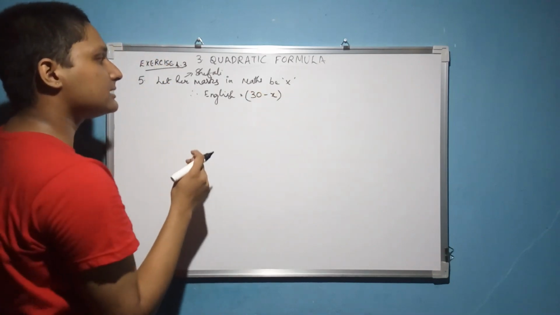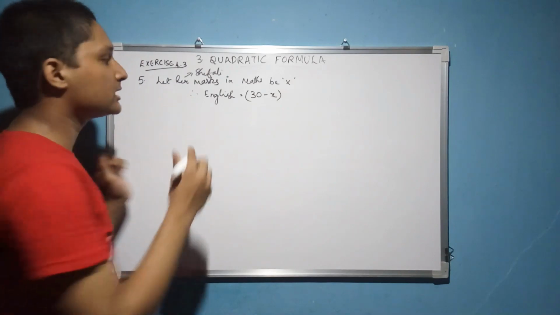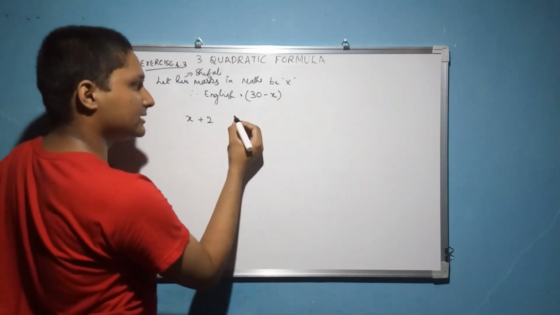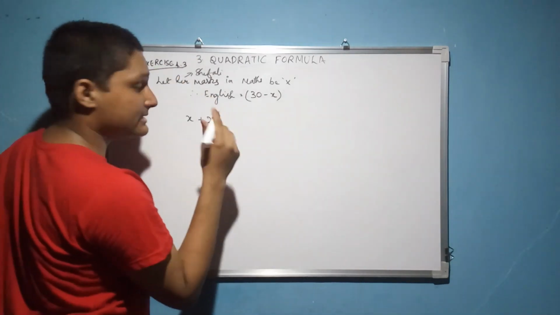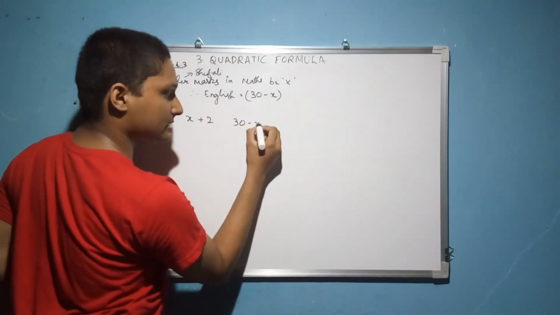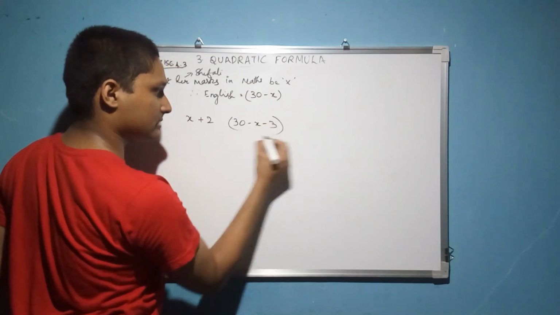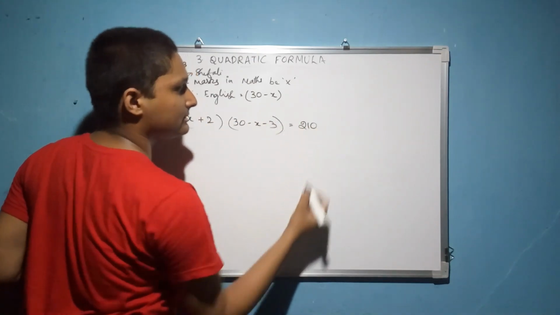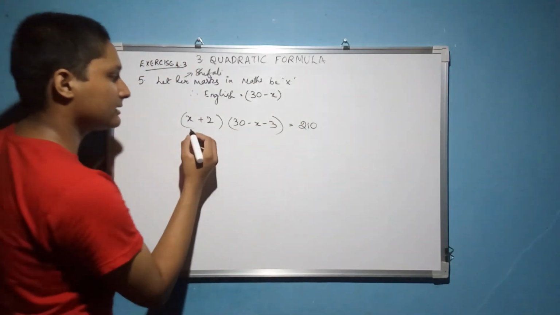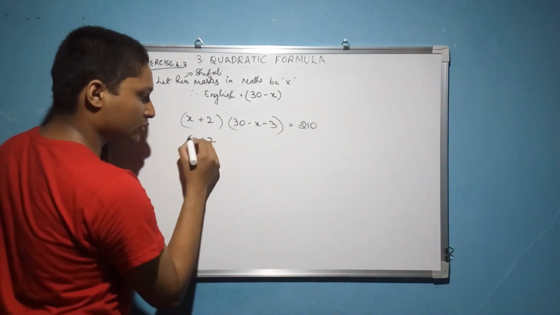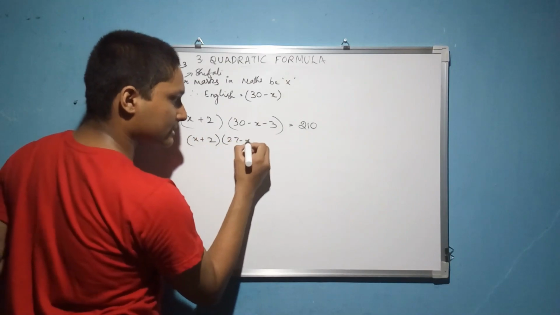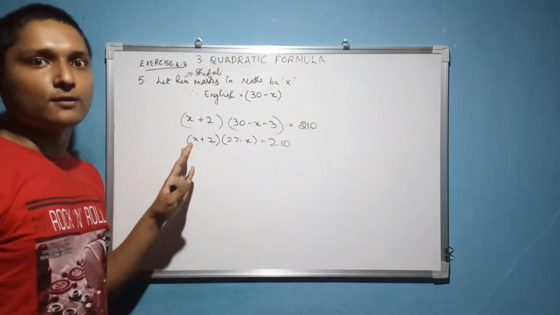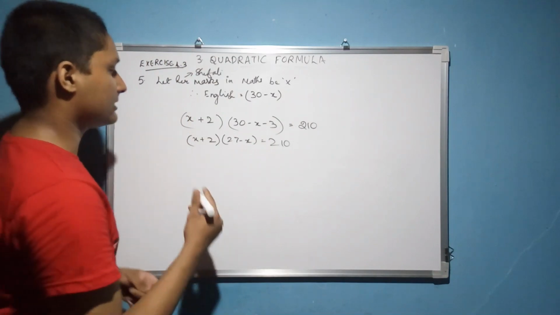After that, it is given that if she gets 2 marks more in maths and 3 marks less in English, that is 30 minus x minus 3, the product of these two numbers comes to be 210. It is going to be (x plus 2) into (27 minus x) is equal to 210. This type of formation we have already learnt in the starting part.